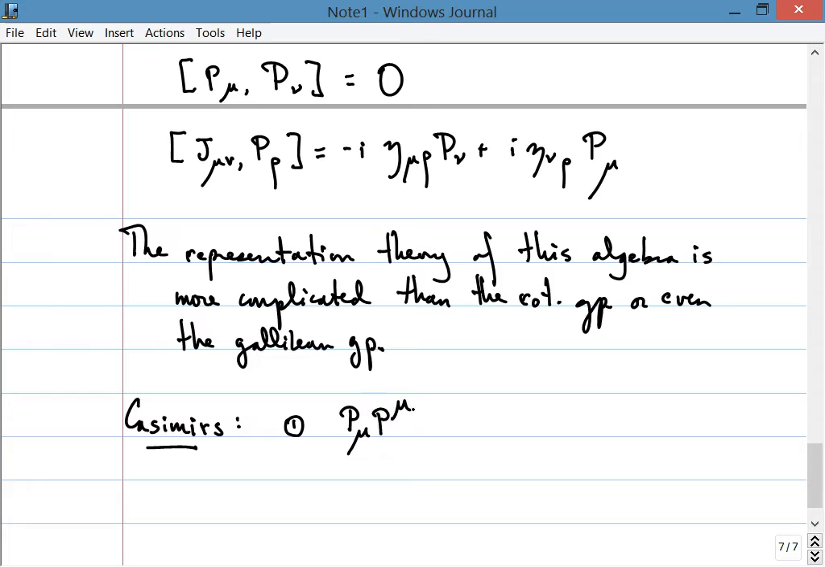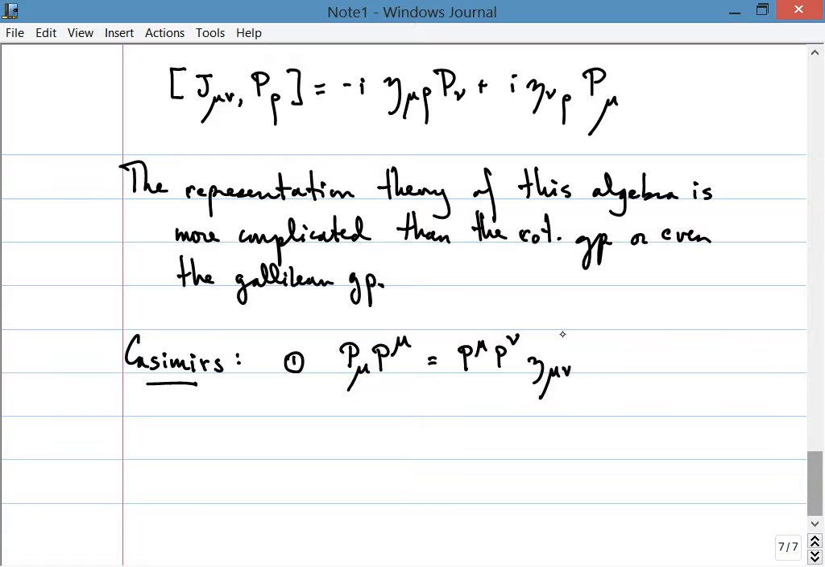So this combination, P mu P mu, or P mu P nu eta mu nu. What is that? Well, remember that P mu is the vector, I guess I drew it with a lower index, which contains the Hamiltonian, or the energy, as well as the momentum vector. This combination is E squared minus P squared. So it's the difference of the square of the energy and the square of the momentum vector of a particle in special relativity. As I said last time, I'm using units where c is equal to 1.